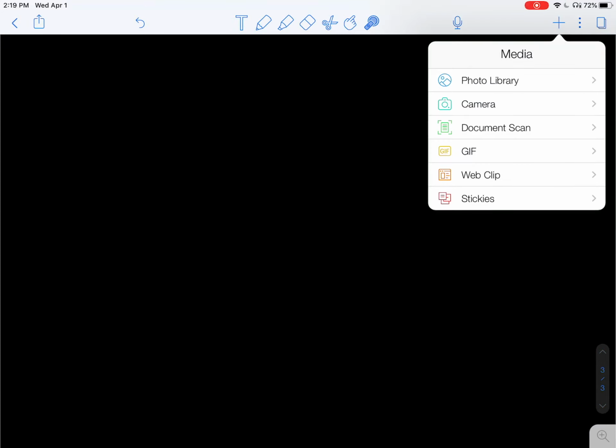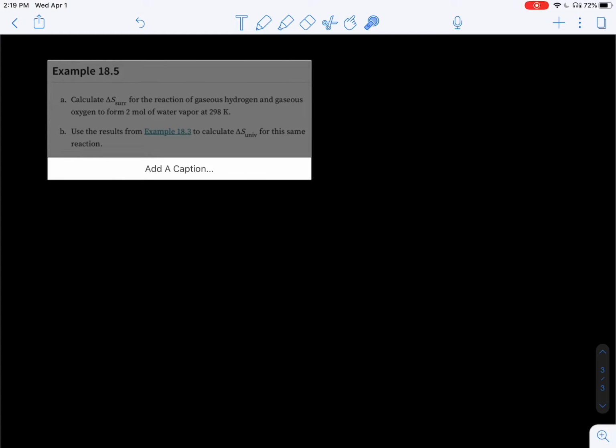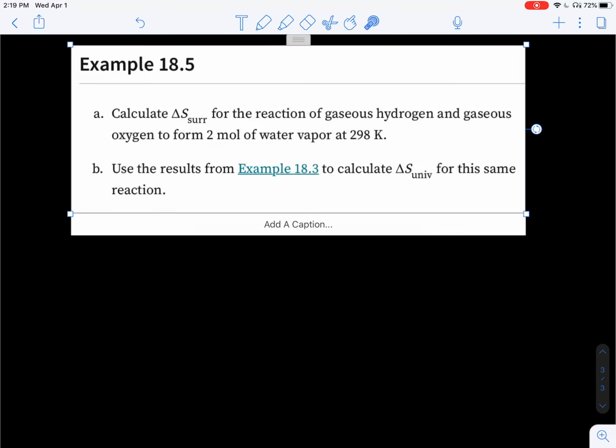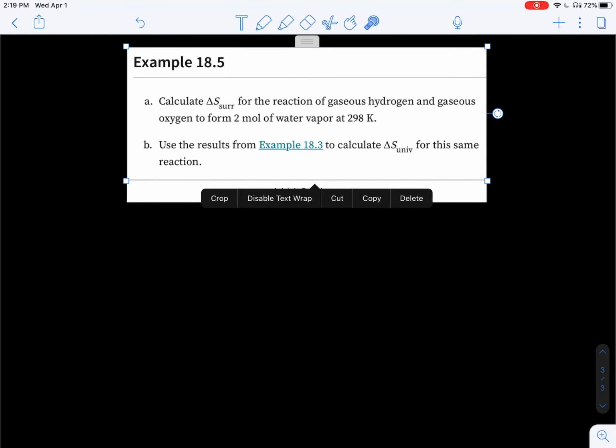We'll scroll all the way down here, and let's add in this next question. Okay, so this is example 18.5. This asks us to calculate delta S. So I'm just going to put this down right now.